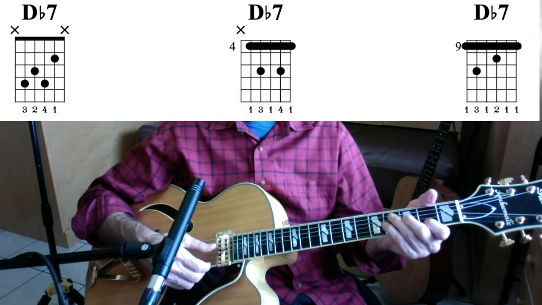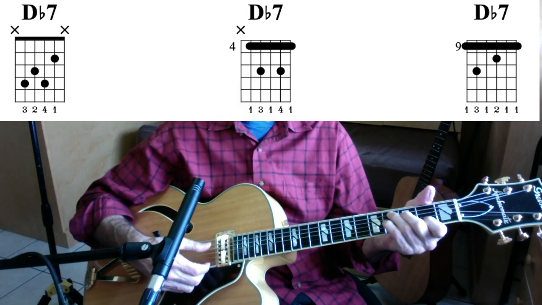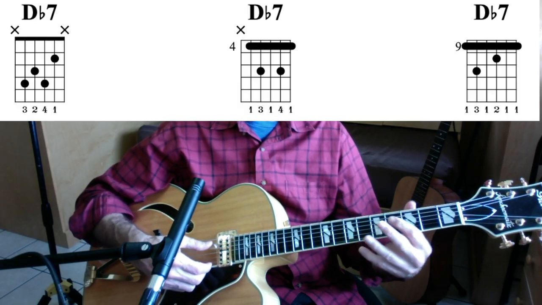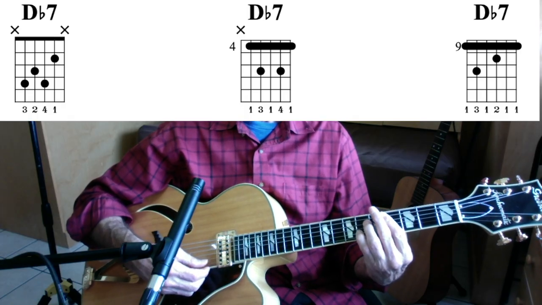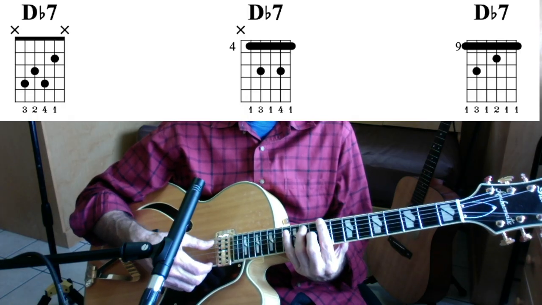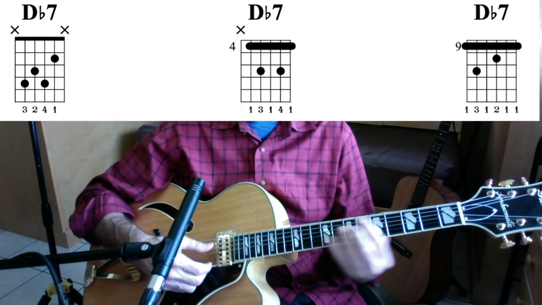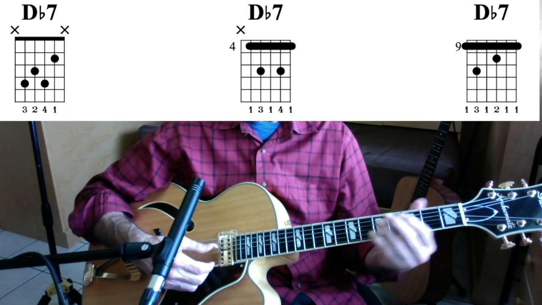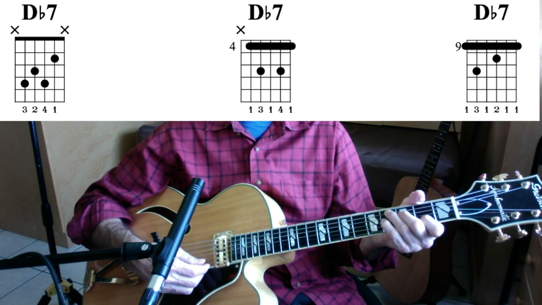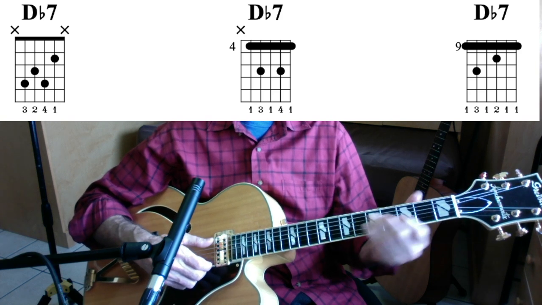That brings us to D flat 7. 2nd fret, this one. Same root note here. Up on the 9th fret, D flat 7. Back to here. D flat 7. Okay, after that, we have G flat 7.